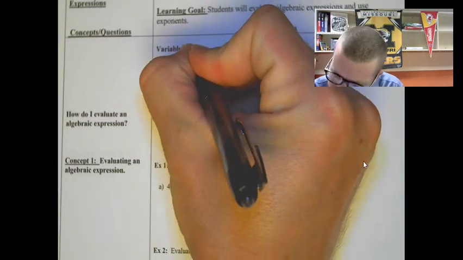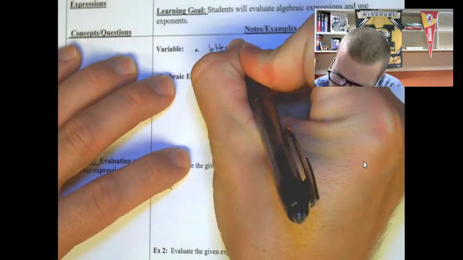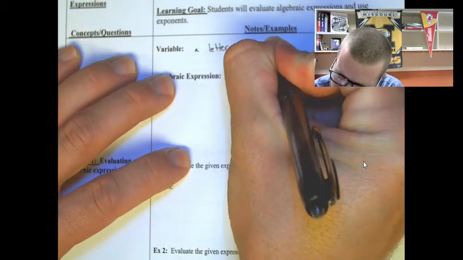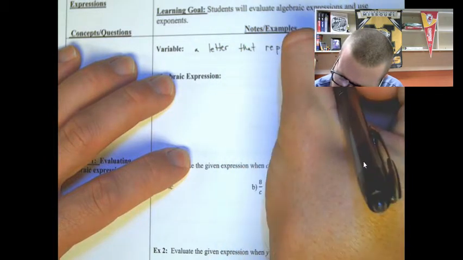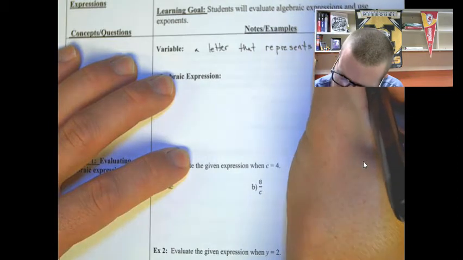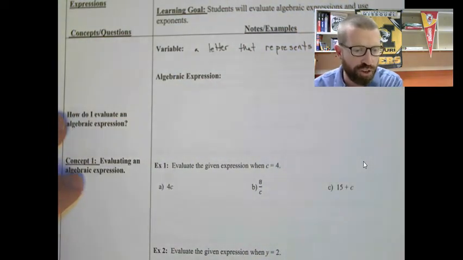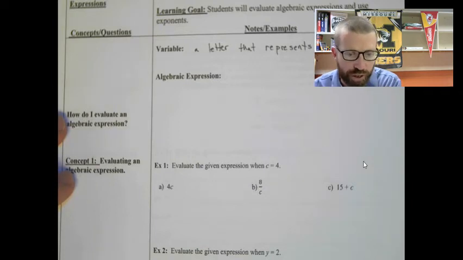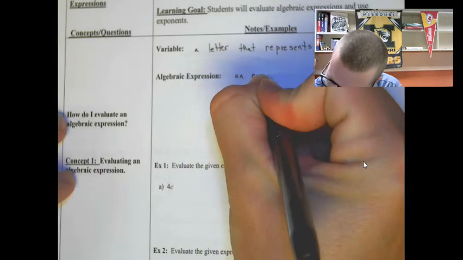A variable is just a letter that represents a number or other value, and technically it doesn't have to be a letter, it could be anything, but for us, for algebra, we're going to use letters. And an algebraic expression is just an expression that contains variables.